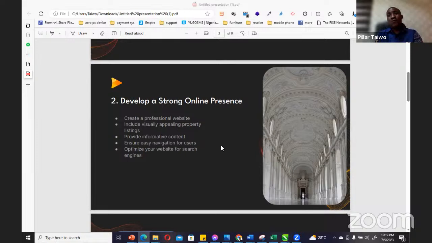When I talk of effective marketing, I'm not just talking of marketing strategy, I'm talking of effective marketing strategy. A website is involved. Fortunately for us, these days you can easily get websites that are very cheap, even some at little or no cost. You will start populating them with your products and services. Then you have to include visually appealing property listings. Your website must have a property listing. For example, as a company, we have our own website. Until you see this as a business, it will be difficult for you to achieve anything from it.